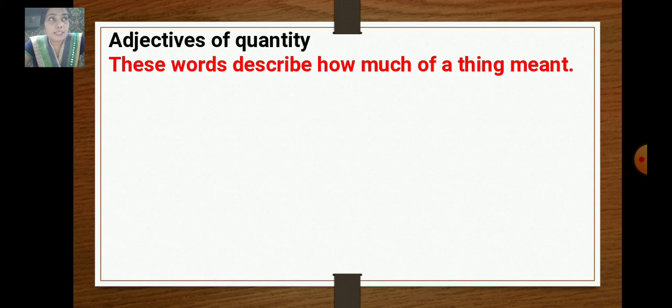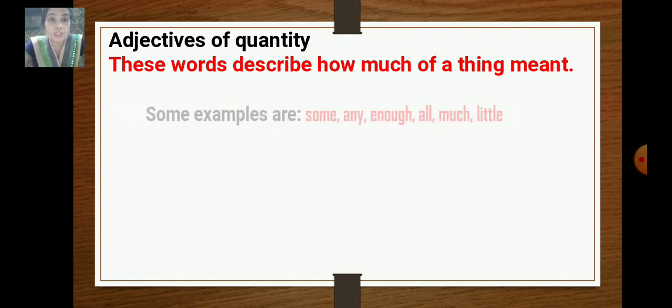So for example, I can say Raghav ate the whole cake. So how much cake did he ate? So I am asking the question, how much? How much did he eat? The whole cake. So the word whole is the adjective of quantity.